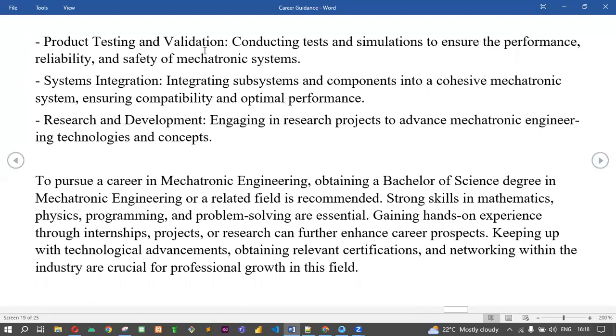Product testing and validation. Sometimes your work is just in the company to test whether the systems are working very well, the way they are supposed to. All that can be done through this mechatronic aspect.